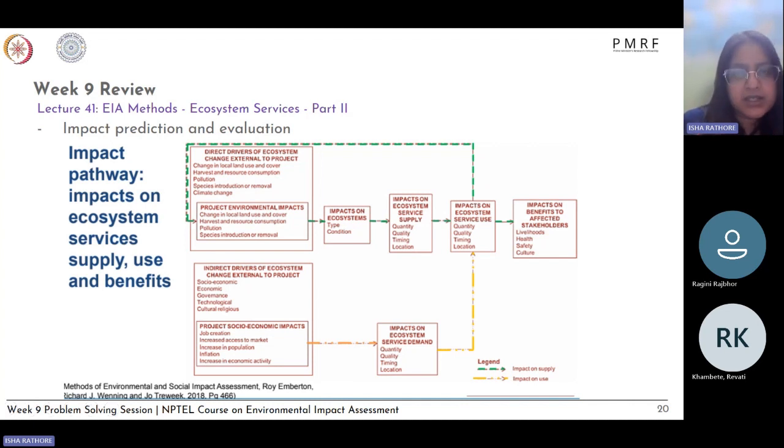Then you consider those impacts on the ecosystem, with what type of ecosystem service they are affecting and what the condition is. You study the impacts on ecosystem service supply, what the quantity, quality, timing, and location are, and the impact on ecosystem service use, and the impacts on benefits which people get out of those ecosystem services. So you study all of those in terms of whether their livelihoods are getting affected, whether their health is getting affected, the safety net which they have is getting affected, or their cultural beliefs or values are getting affected. So you do that study and then you use all of that in the impact prediction.